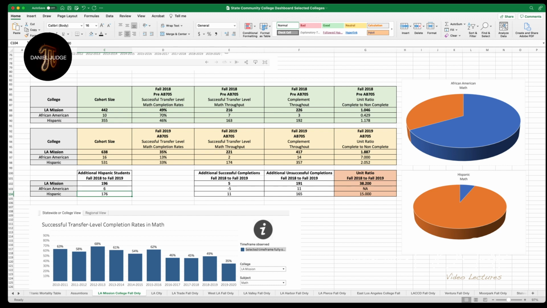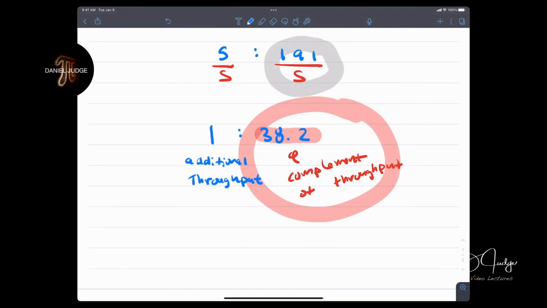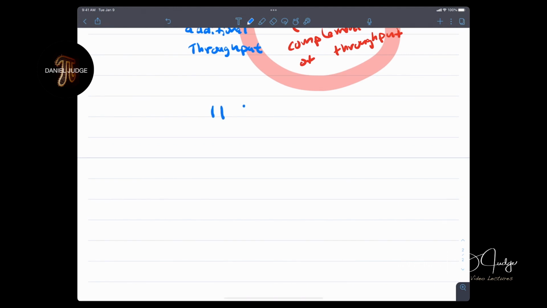That's great. That's access. Okay, what happened? Of the additional 176 Hispanic students, you know what? 11 got through. Great. That's throughput right in here. This is the throughput. And you go, wonderful. We got 11 students through. That's a wonderful thing. But how many did not get through? How many additional Hispanic students did not get through? And that's 165. Okay, so that ratio is 11 to 165.